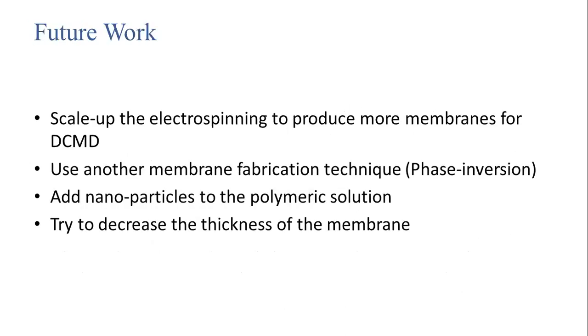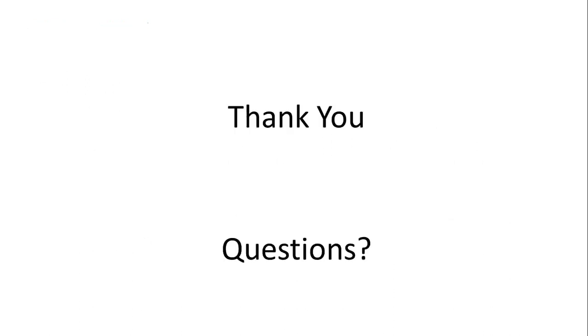For future work, it is convenient to scale up the electrospinning production. If we want to talk about industrial DCMD, we can use other membrane fabrication technologies or techniques such as phase inversion. We can even modify the membranes by adding nanoparticles for them to exhibit proper properties for DCMD, and we should try to decrease the thickness of the membrane to decrease mass transfer resistance for the DCMD to have a better efficiency. Thank you so much. If you have any questions, I'll be happy to answer.